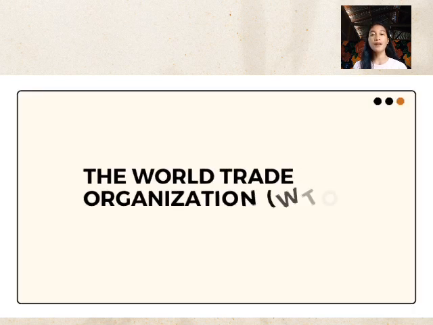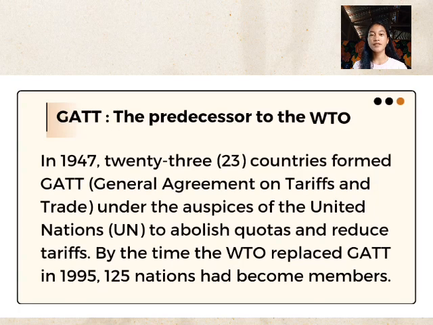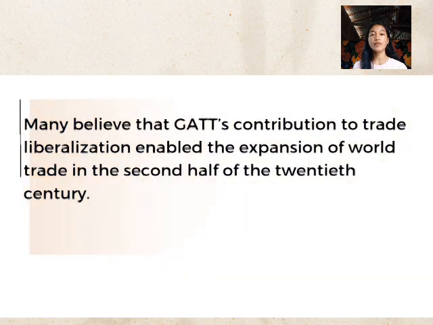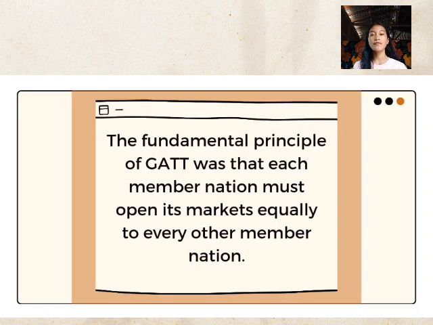World Trade Organization, Global Integration. GATT was the predecessor to the World Trade Organization. In 1947, 23 countries formed GATT, or the General Agreement on Tariffs and Trade, under the auspices of the United Nations to abolish quotas and reduce tariffs. By the time the WTO replaced GATT in 1995, 125 nations had become members. Many believe that GATT's contribution to trade liberalization enabled the expansion of world trade in the second half of the 20th century. The fundamental principle of GATT was that each member nation must open its markets equally to every other member nation.